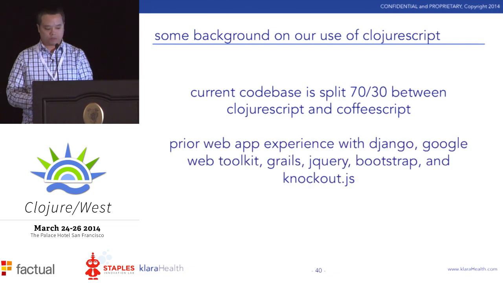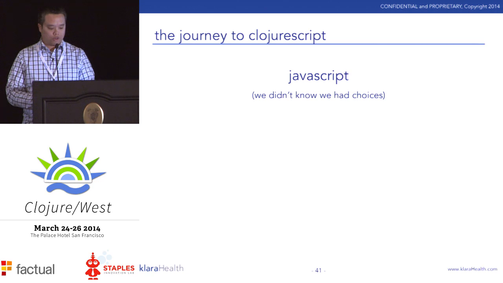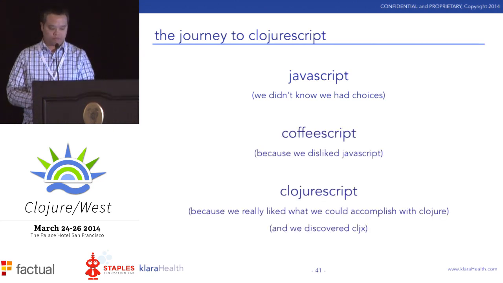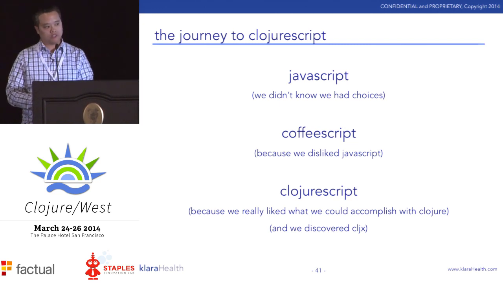And in terms of prior experience, we have a smattering of experience with various frameworks and toolkits and whatnot. We started with JavaScript, moved to CoffeeScript, and then went on to ClojureScript, mostly because we really liked what we could do with Clojure on the back end and wanted to see if it carried through with the front end stuff. And then we discovered CLJX, or ClojX, however you pronounce it, in order to be able to share code between the front end and back end pretty easily.